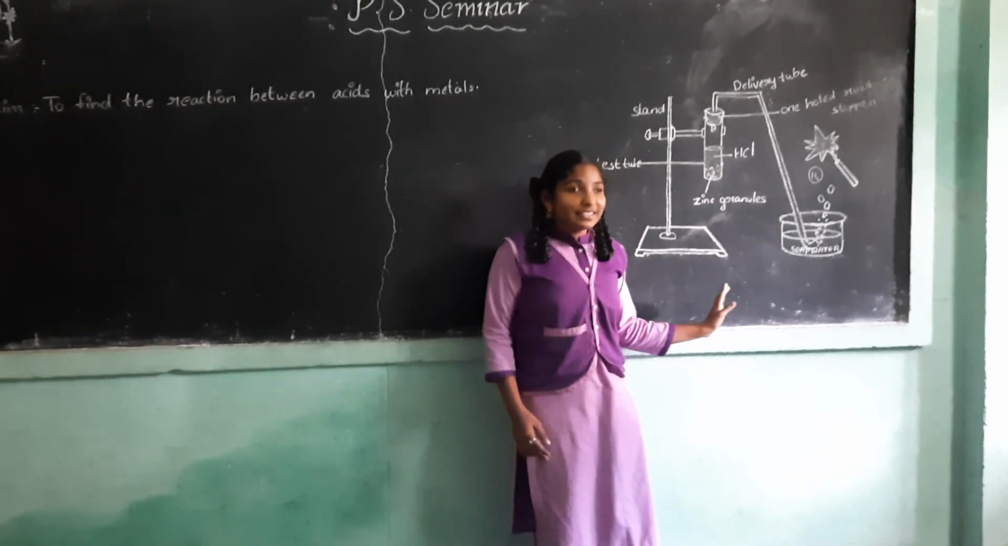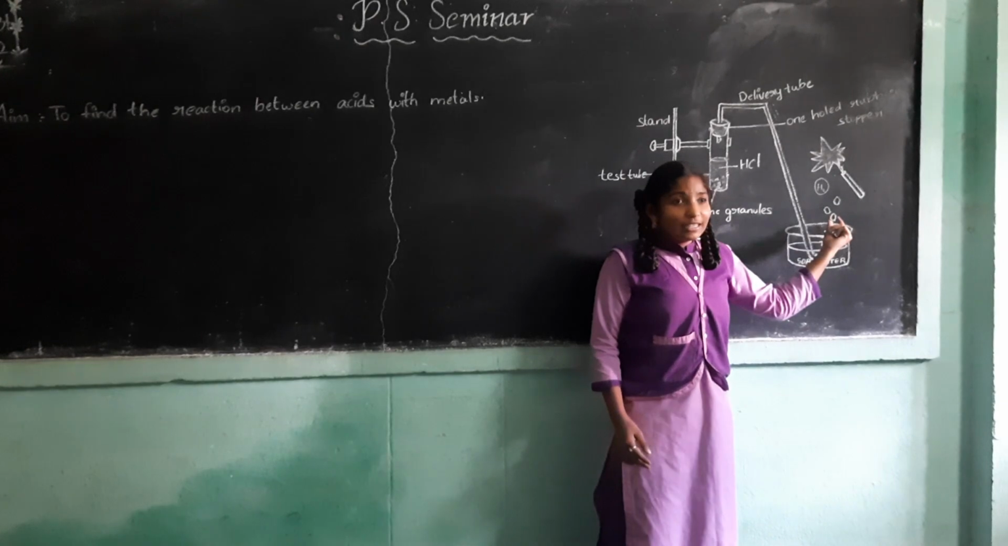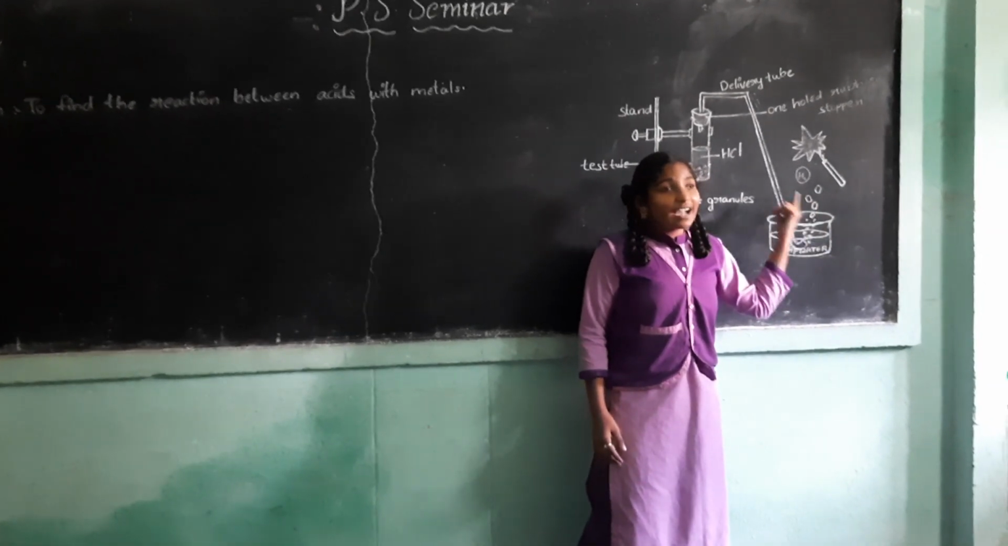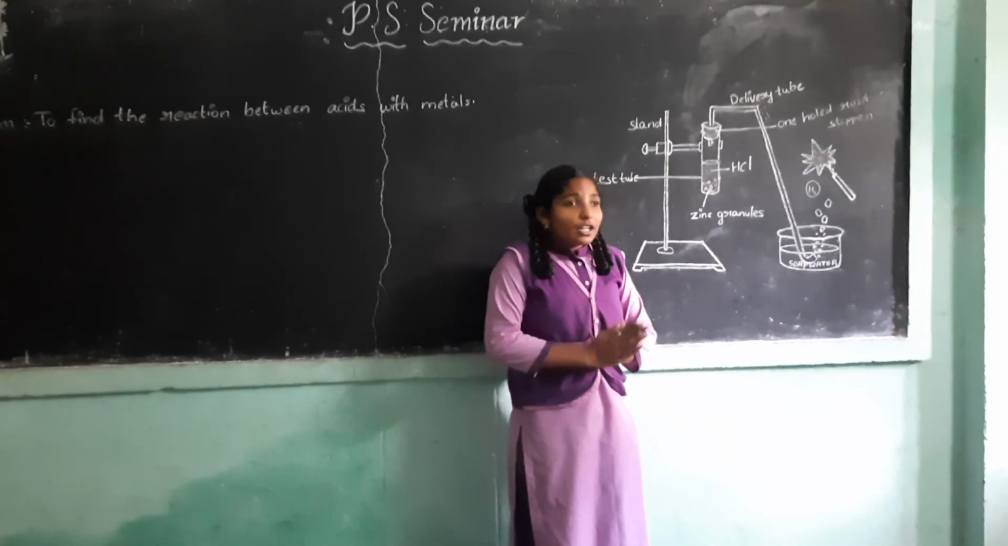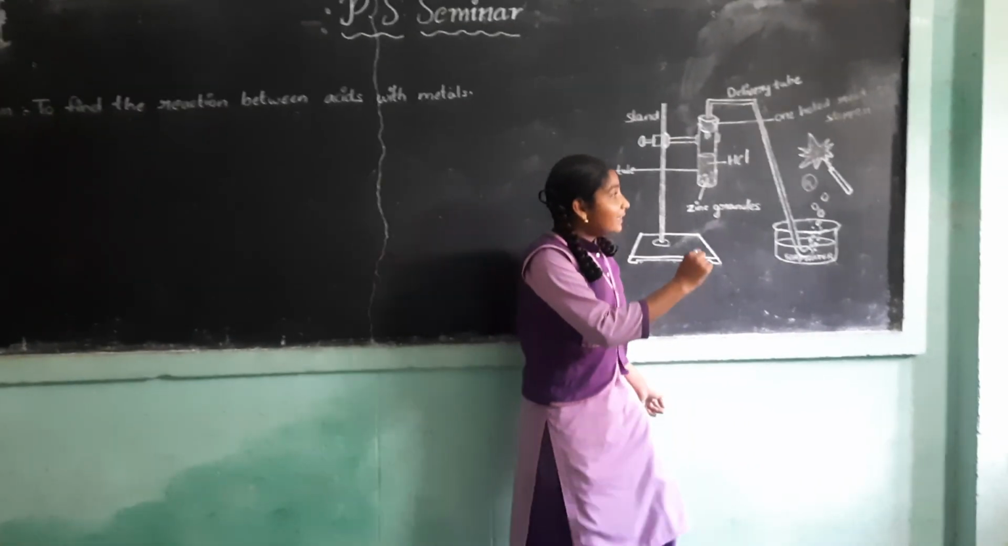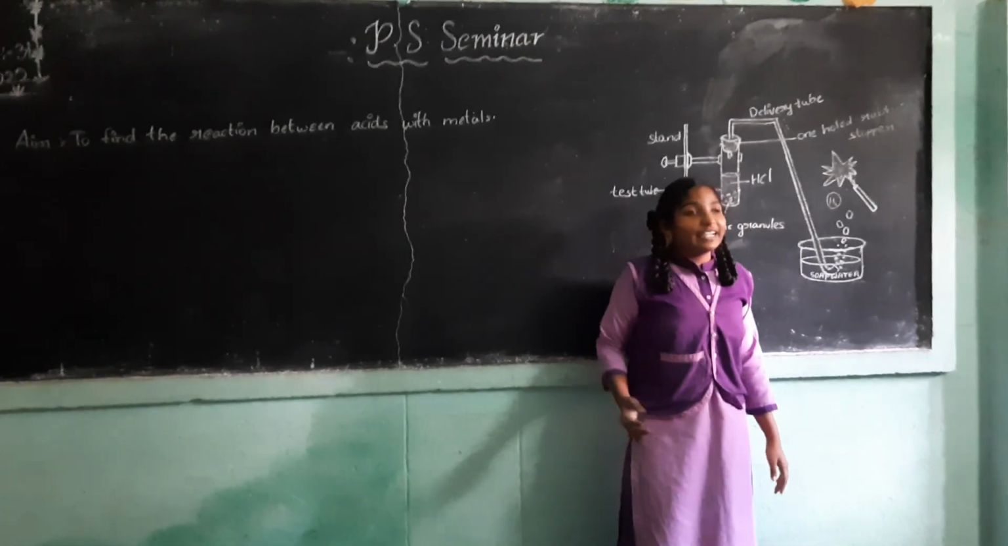How can you test that this is hydrogen gas? Using the candle, we can find out that the evolved gas is hydrogen. How can you find it is hydrogen? Take the candle and burn it. It burns with a pop sound, indicating hydrogen is evolved.